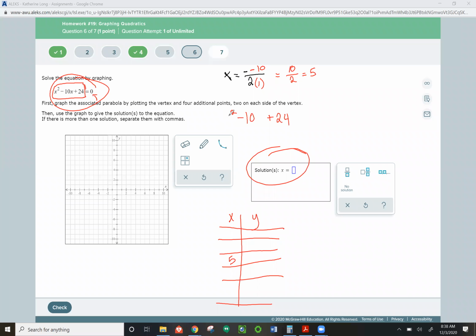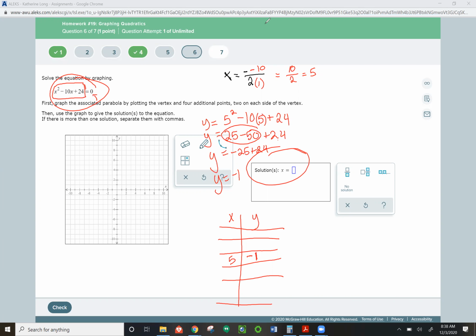So I have 5 squared minus 10 times 5 plus 24. So what is this going to give me? This is going to be my Y value. Okay, so I got 25 minus 50 plus 24. 25 minus 50 is a -25 plus 24, Y equals -1. Okay, so that's going to be my first point.